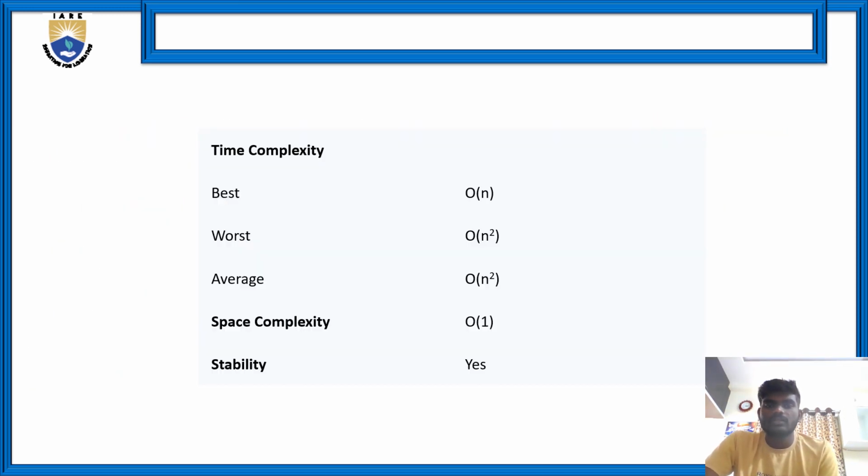Now, the time complexity and the space complexity. The time complexity of insertion sort in the best case is order of n. The worst case is order of n squared, and the average complexity is also order of n squared. The space complexity is order of 1. The stability is yes, it is stable. So this is the space complexity, the time complexity and the stability of insertion sort.